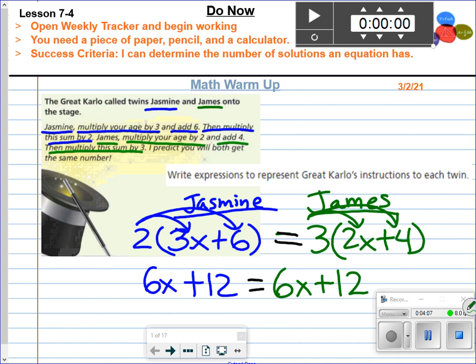So, if we look, we still have the same thing on each side. Looking from this, do we think that they're going to get the same answer? Yeah, they'll get the same answer, right? Because when we simplify this, we have the same expression on both sides. So, any number we put in for our variable, we'll get the same number, right? No matter what their age is. Okay, so let's go ahead and move on. We'll talk more about what that means in a minute.